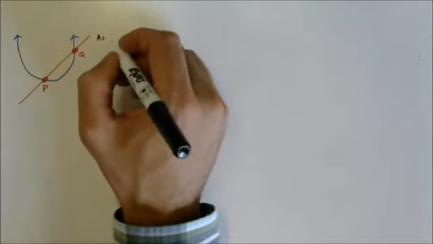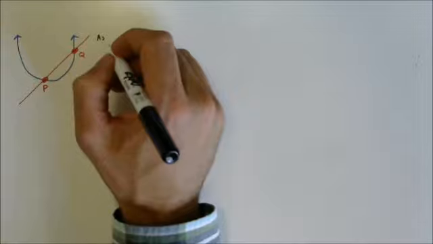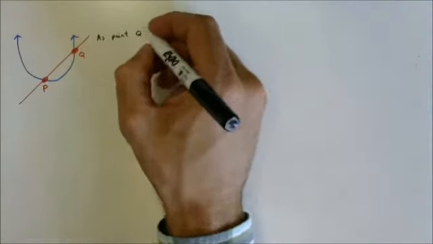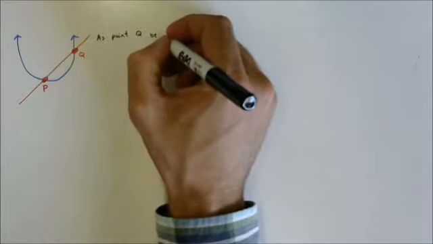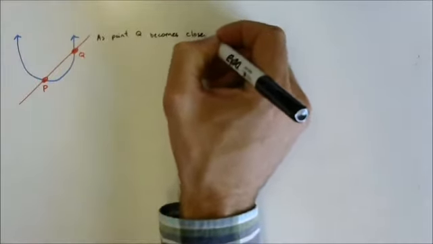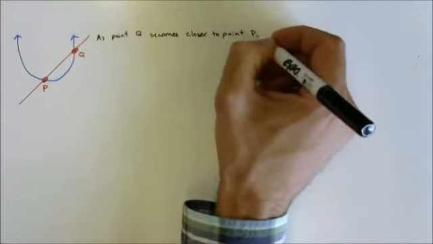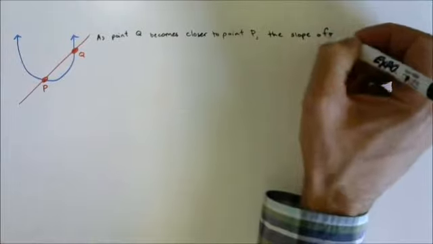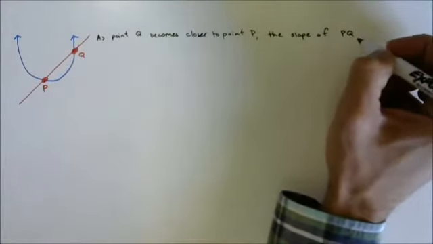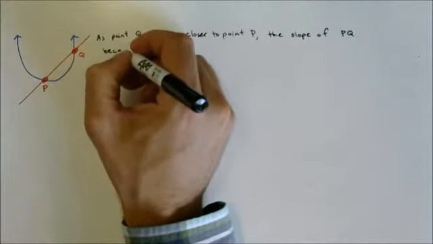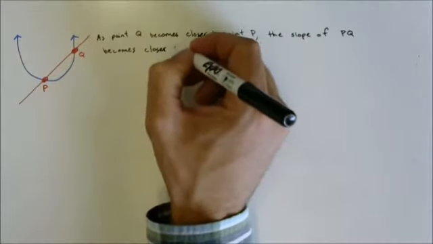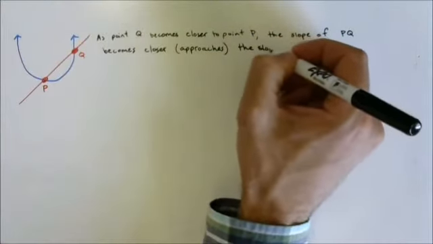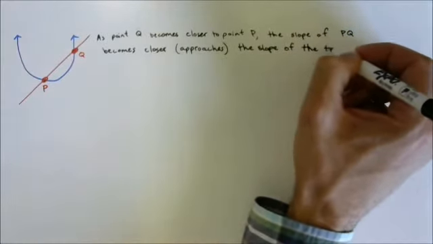Notes: As point Q becomes closer to point P, the slope of PQ becomes closer, or in brackets, approaches, the slope of the tangent.